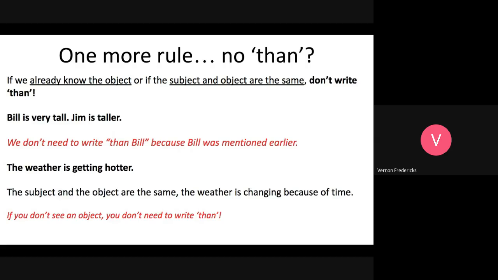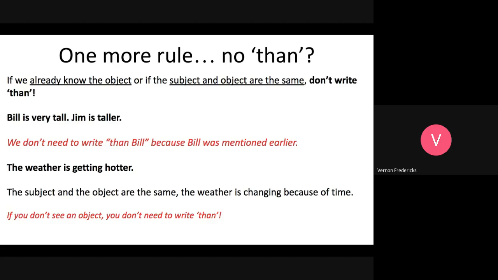Okay, the next one. The weather is getting hotter. I have a comparative adjective there: hotter. Who am I comparing the weather to? I'm comparing the weather of today and the weather of last week. I'm comparing the two.